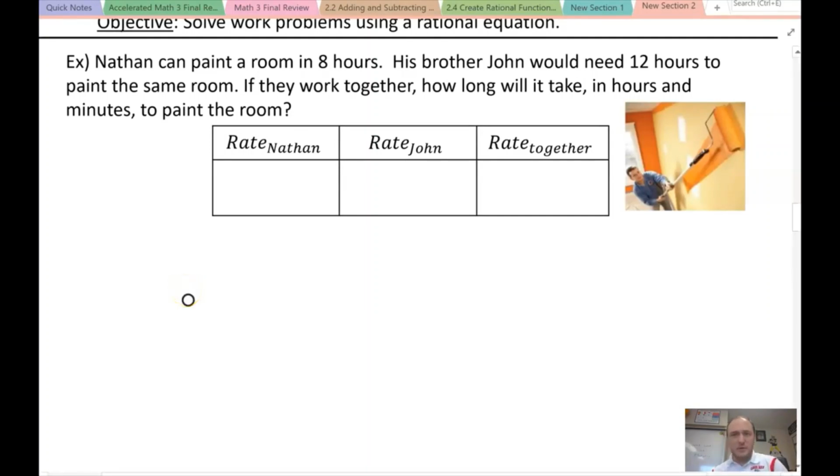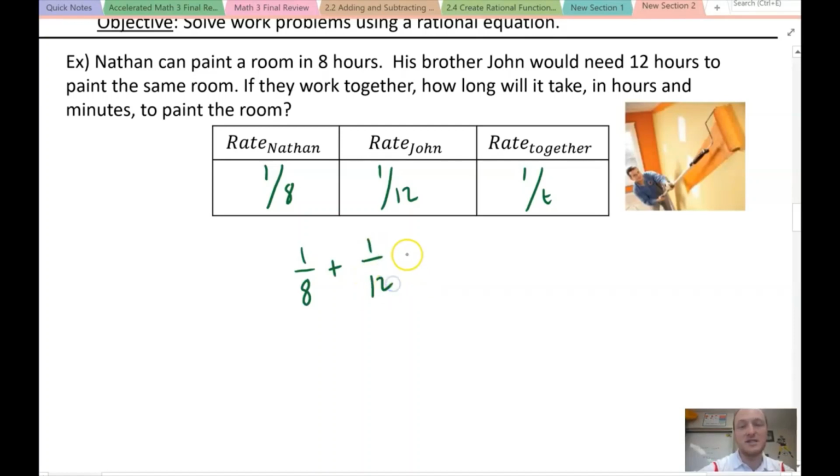So I'm going to go ahead and write down the individual rates, right? I know that it takes Nathan 8 hours, so that's 1/8. That's his rate. Okay, I know that it takes John 12 hours. He paints 1/12 of the room in an hour. Okay, how long will it take if they work together? I don't know. So I'm going to use a variable, t. And this gives us an equation, right? If Nate's painting, that's his rate, and if John's painting, that's his rate. If they work together, that is 1/t. Okay, so I want to solve this.